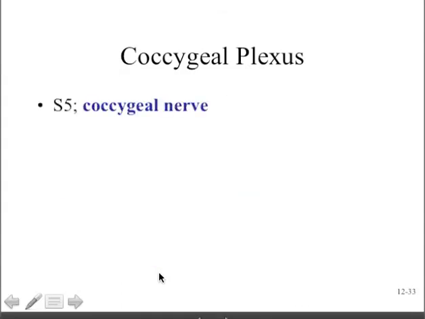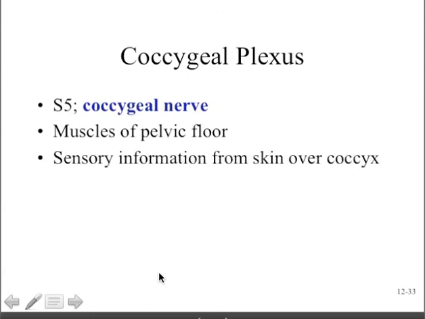S5 is the coccygeal nerve, and it innervates muscles of the pelvic floor, and it also brings sensory information from the skin over the coccyx back to the central nervous system. Okay, that brings to an end this chapter.